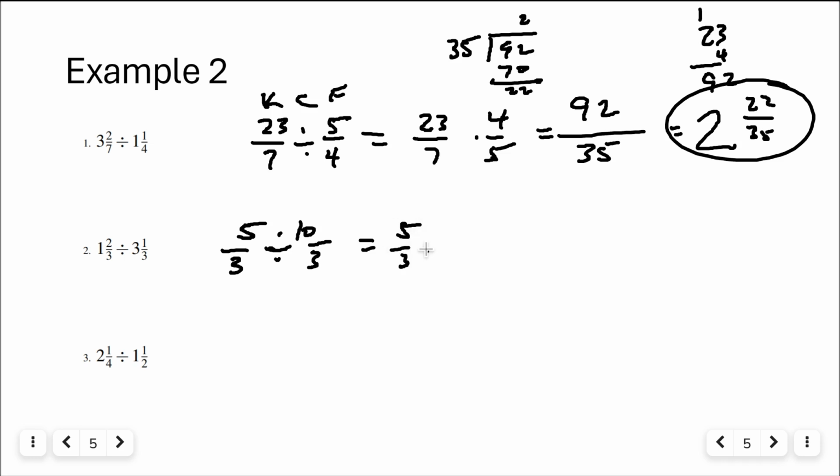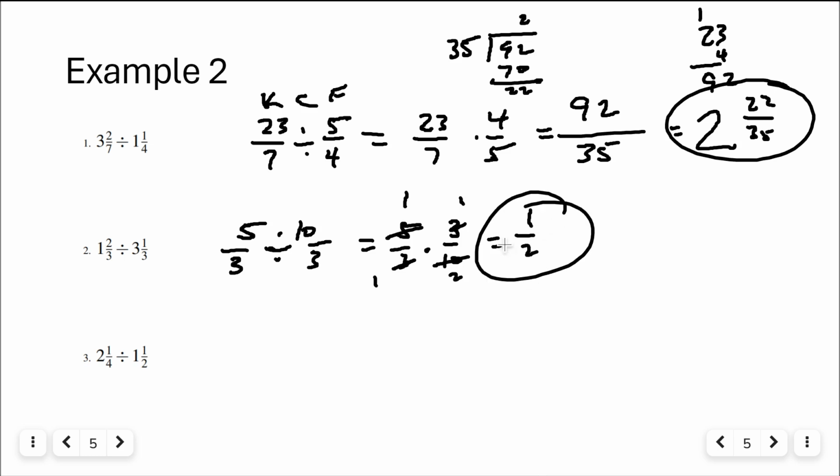So now keep that. Change that to multiplication. Flip this one over. Oh, we can cross cancel. 3 goes into itself 1 time. And then 5 into 10, 1 and 2. 1 times 1 is 1. 1 times 2 is 2. 1/2. Not an improper fraction, so my answer is 1/2.